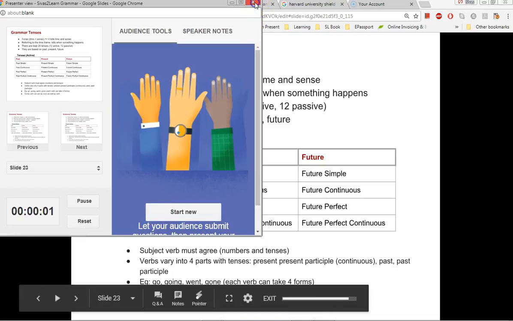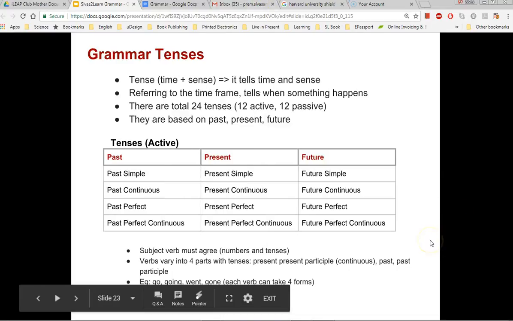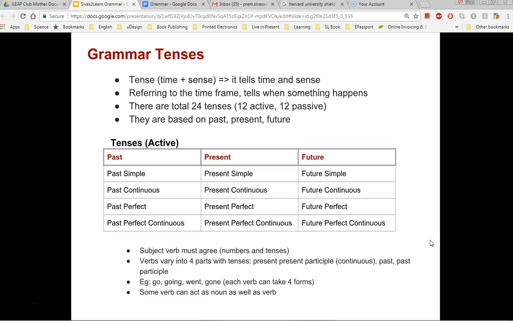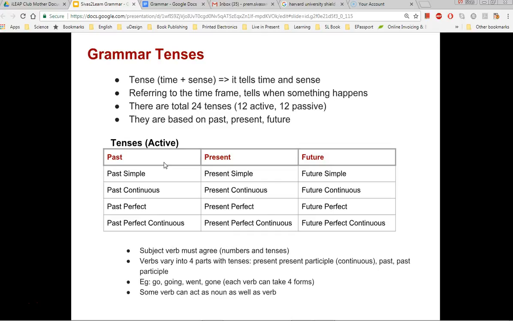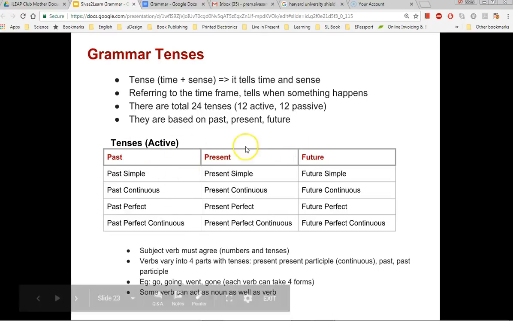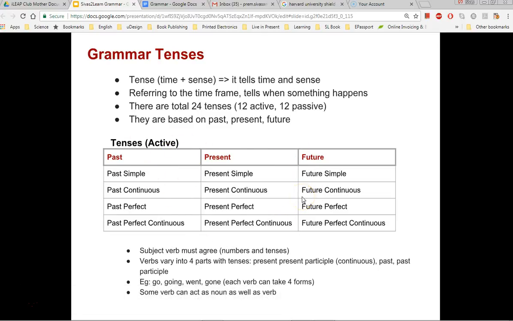Again, another session on grammar. So, we've been covering tenses. As I mentioned in my earlier session, there are 24 tenses, 12 active and 12 passive. Basically, present, past, future. These three tenses are universal for any languages, right? So, based on these three tenses, we just developed the rest of the 24 tenses.